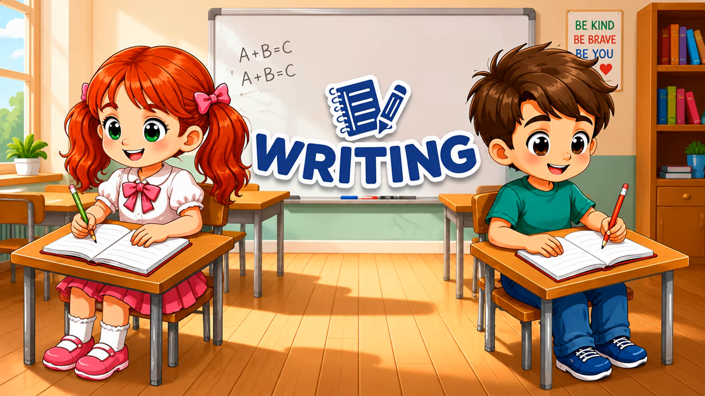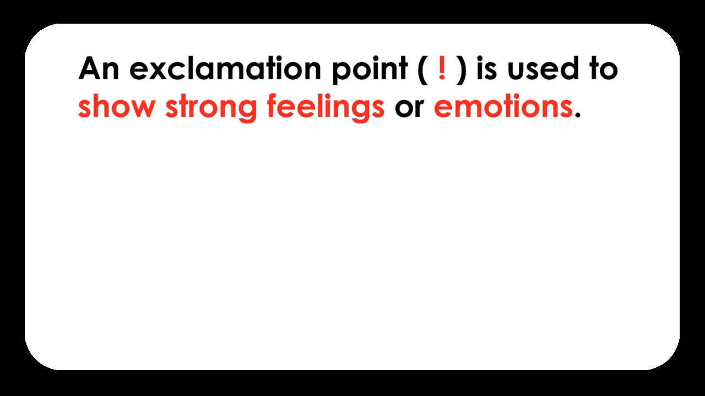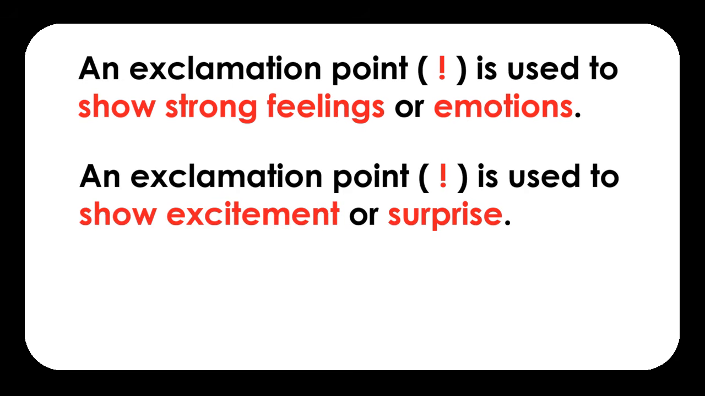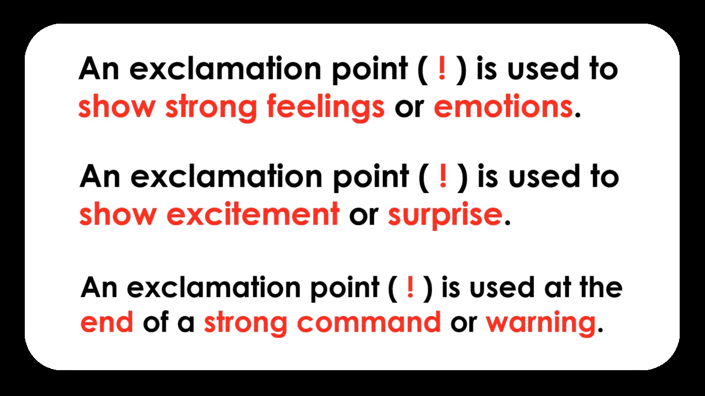Exclamation point. An exclamation point. It is an exclamation point. Let's look at how an exclamation point is used in writing. An exclamation point is used to show strong feelings or emotions, to show excitement or surprise, and at the end of a strong command or warning.